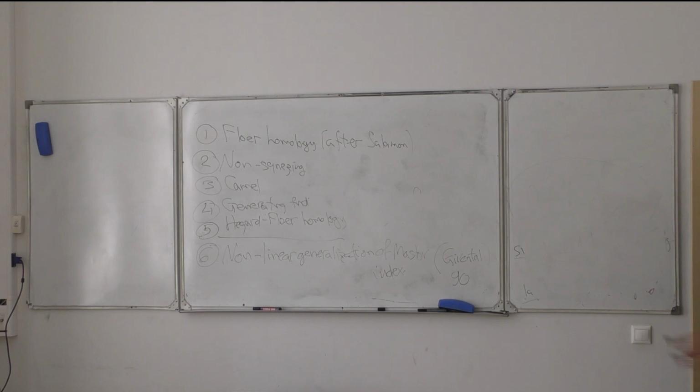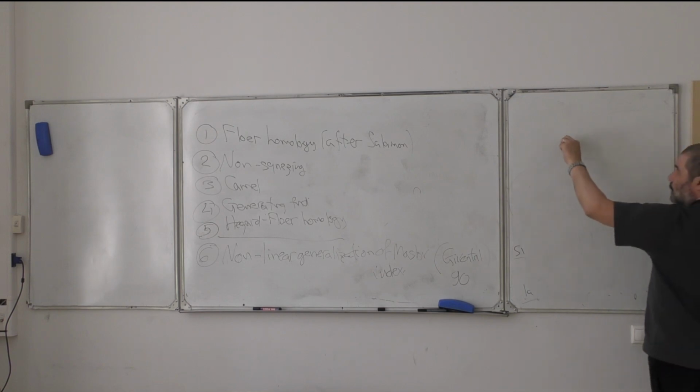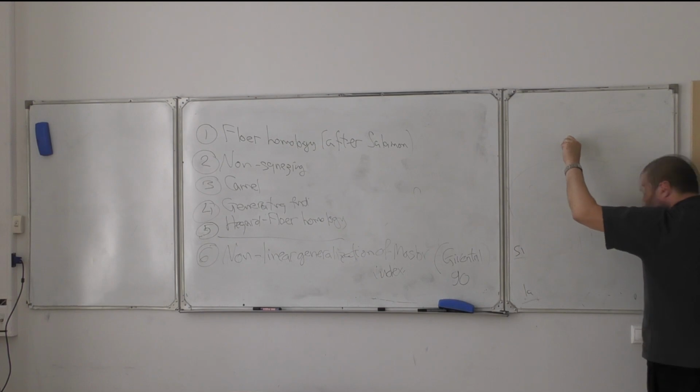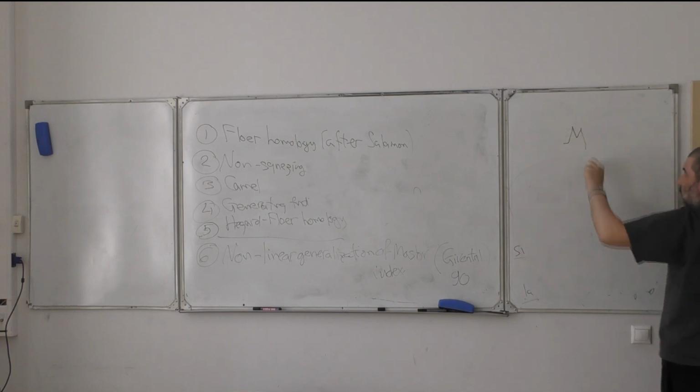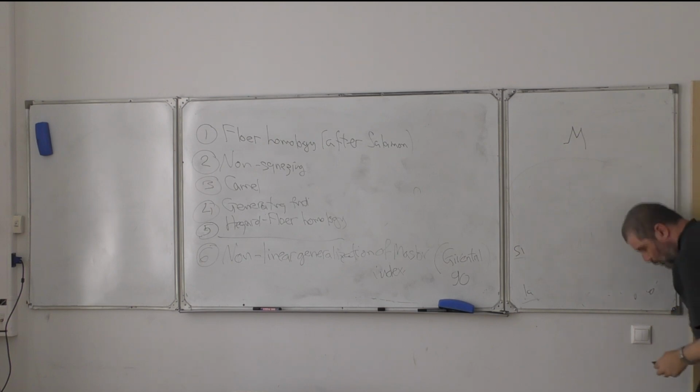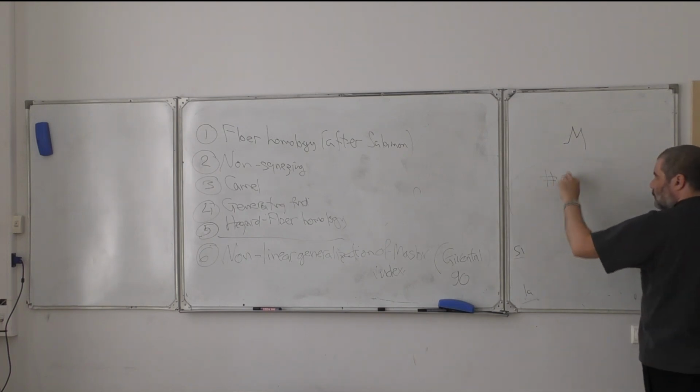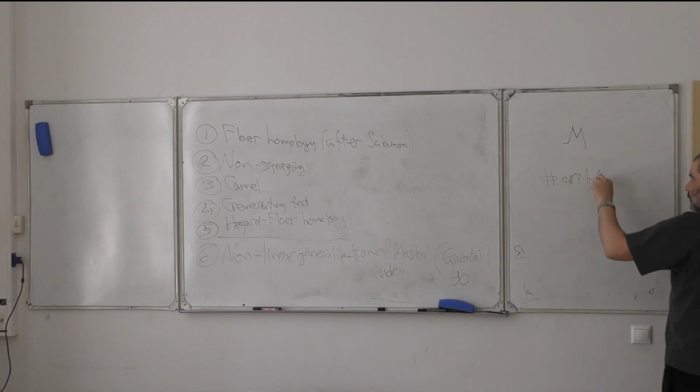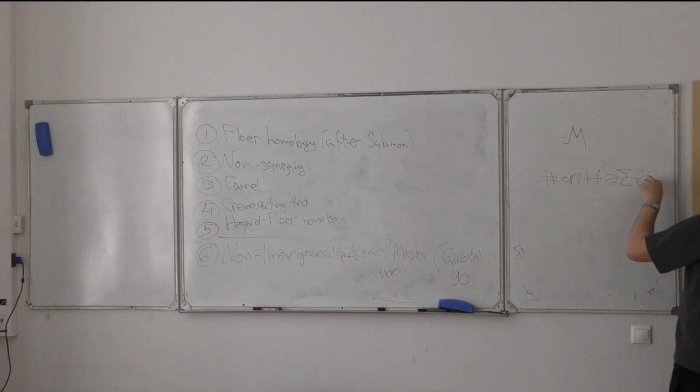So, first of all, if we have a compact manifold, a closed manifold without boundary, then the number of critical points of a generic function is at least the sum of Betti numbers.